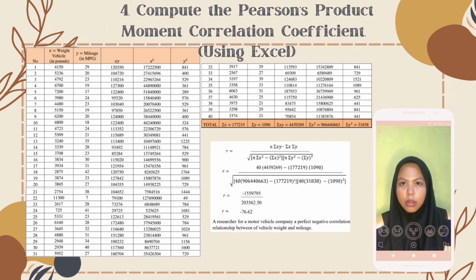Next, number 4 is about calculating the Pearson product moment correlation and covariance using Excel. The formula for this is on the slide. You can see the slide. So the total for XY is 4439269. How to calculate XY is X multiplied by Y. For example, 4150 multiplied by 29. X squared is X multiplied by X. For example, 4150 multiplied by 4150. How to calculate Y squared? Y multiplied by Y. For example, 29 multiplied by 29.